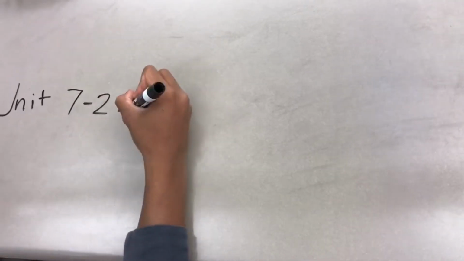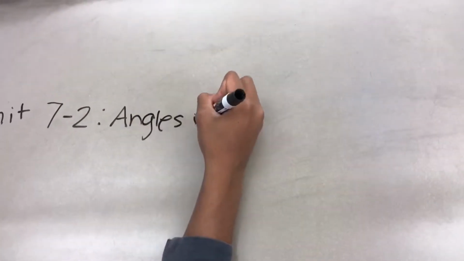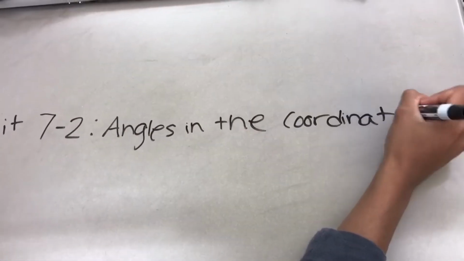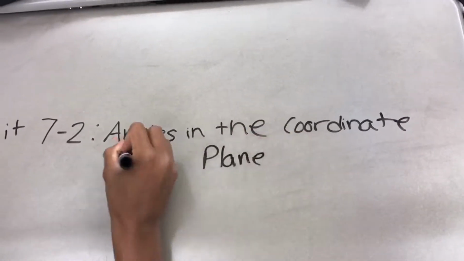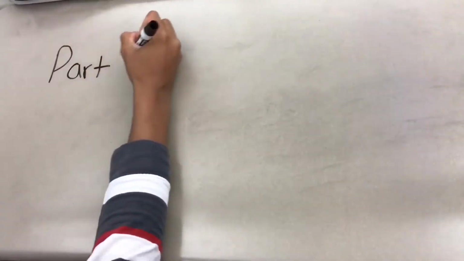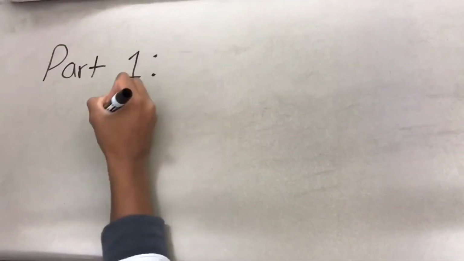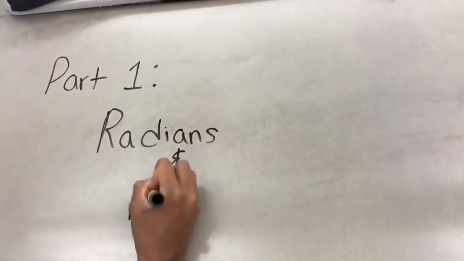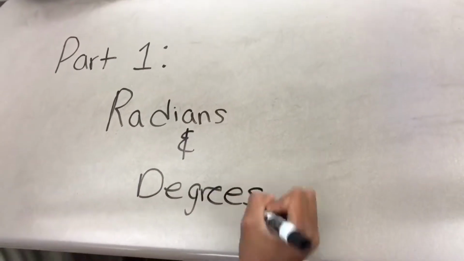Unit 7-2, Angles in the Coordinate Plane. Part 1, Radians and Degrees.